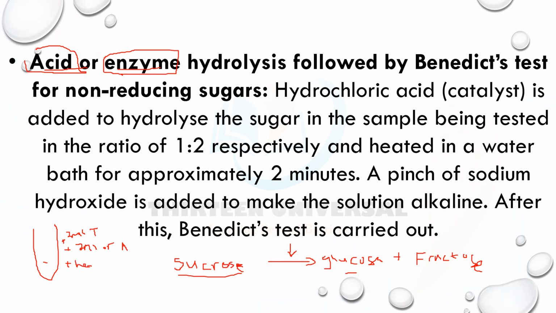You heat the mixture. Why are you heating it? To hydrolyze sucrose. Remember, the first thing you do, you add 2 ml of tea into this, that's the solution. Then you add 2 ml or half of it, okay, to the same test tube, and you apply heat.